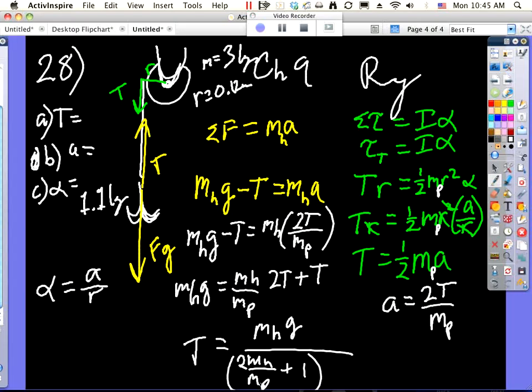You know what? Just take this, stick it in there, get A, and then go backwards. Because they ask for tension first, but if you take this and plug it in here, you get M_H G minus 1/2 M_P A equals M_H A, and you can solve that for A, and then take that into part B and get your answer, divide it by R to get your answer for C, and then just plug it back into this and get T. That's what I would do. But whatever, this works.